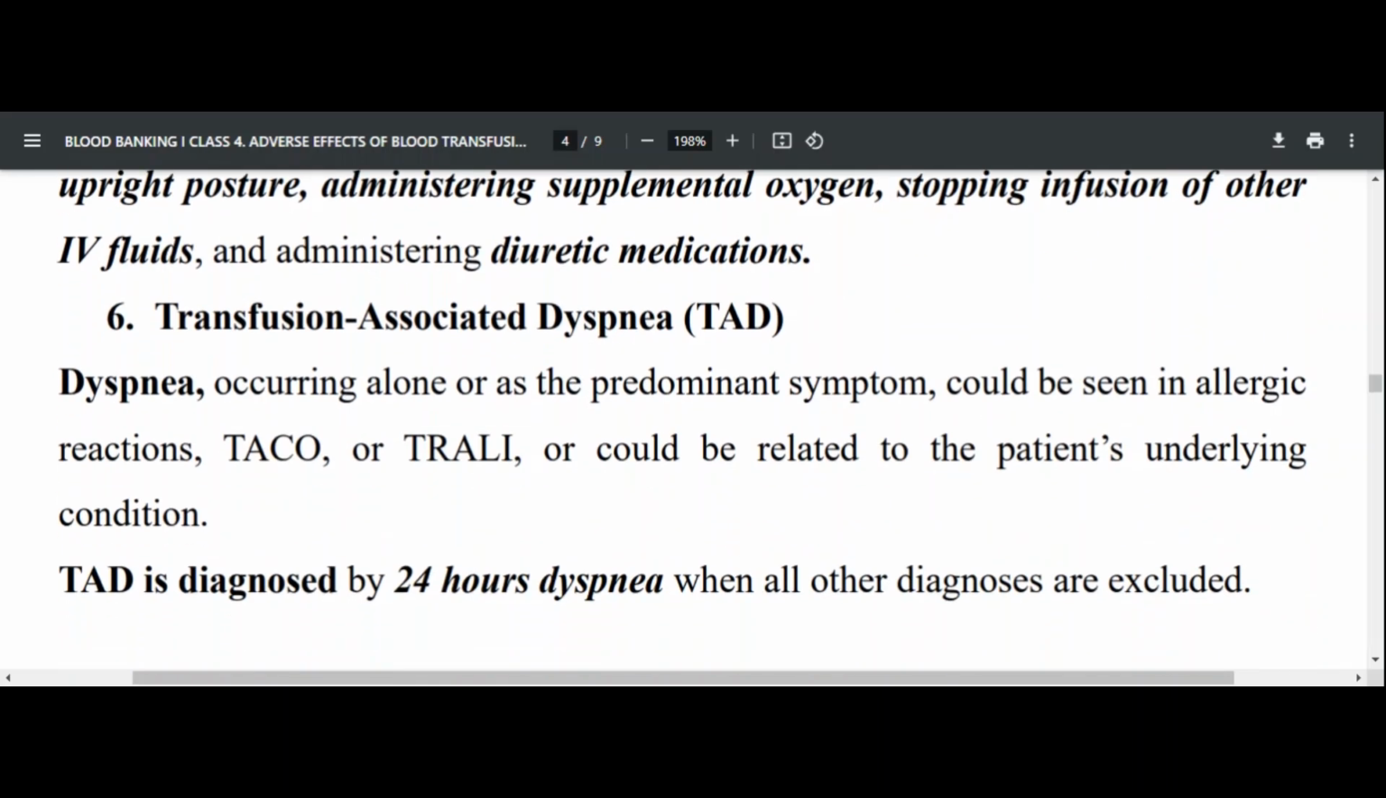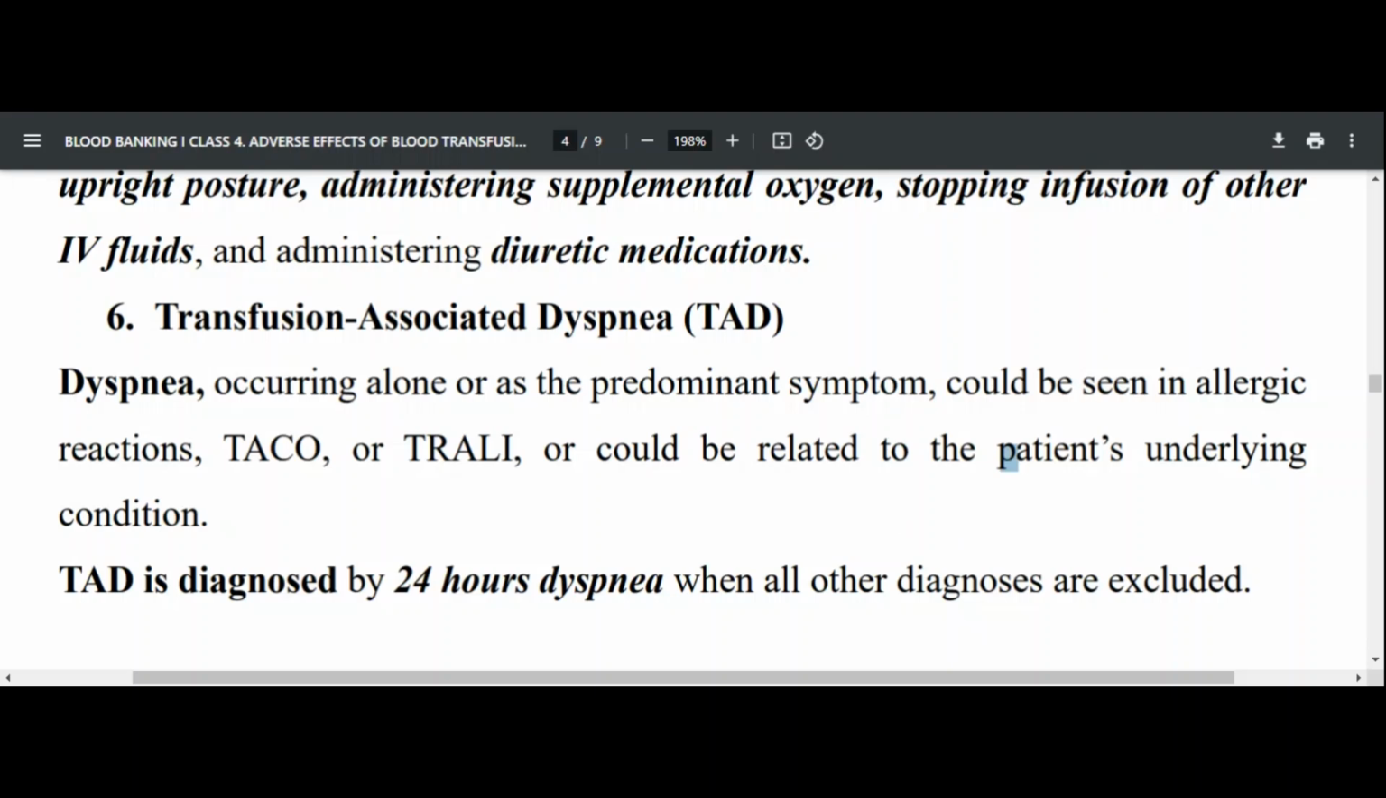Now, we have another reaction which is called transfusion-associated dyspnea. Yes, a question, kindly. TACO and TRALI, yes, that's a good question. She wants to know how we differentiate between TACO and TRALI.